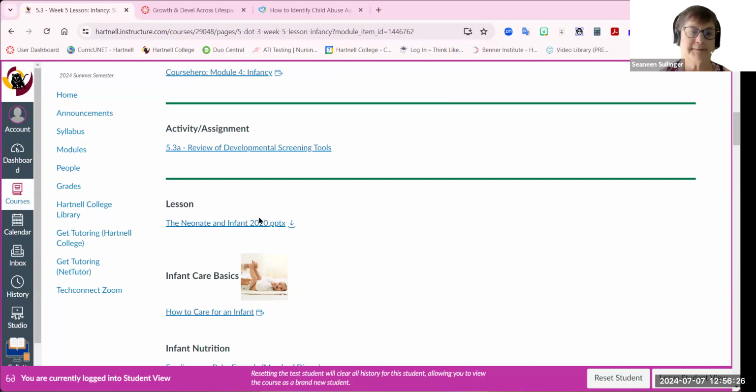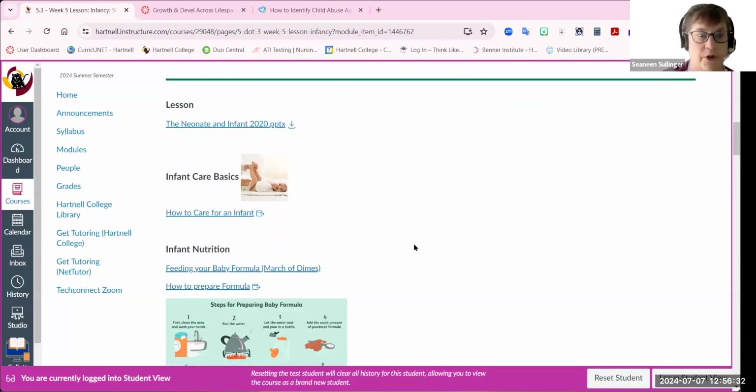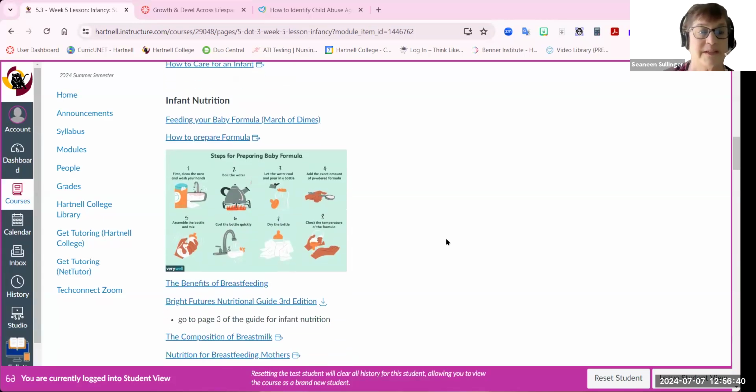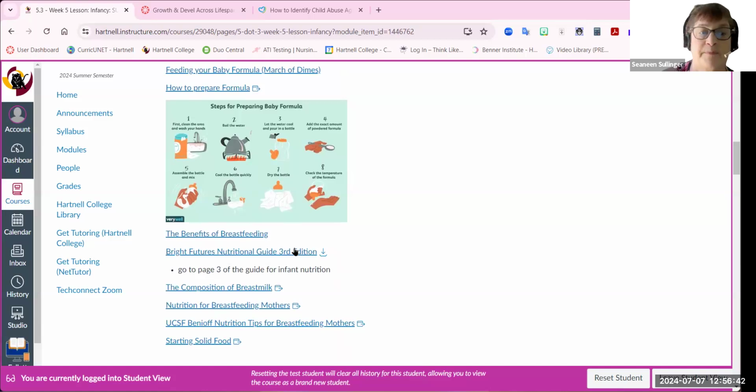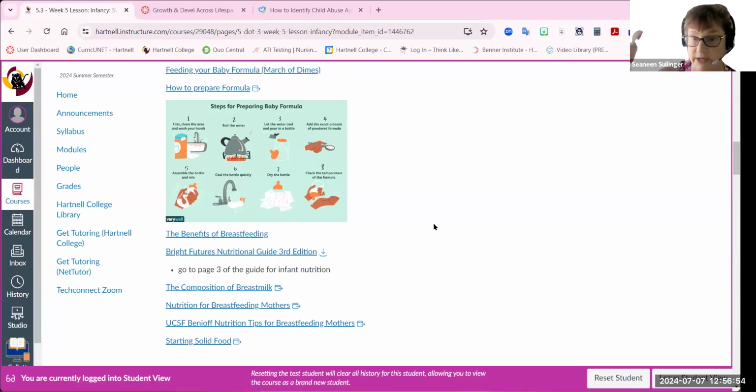Infant care basics, how to care for an infant, infant nutrition. Again, y'all can go through this on your own. There's feeding your baby formula, how to prepare formula, because that's really important. Some people don't know how to do that safely. Benefits of breastfeeding, Bright Futures nutritional guide. So we're going to use this through several of these stages where Bright Futures talks about the guidelines for each stage of development.